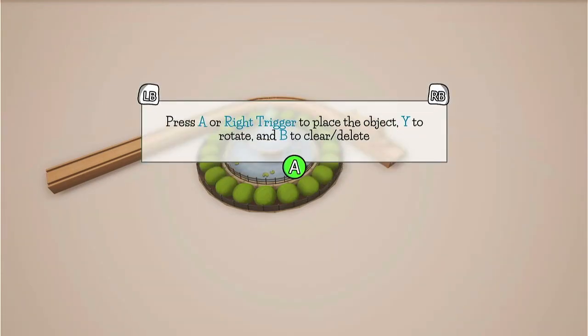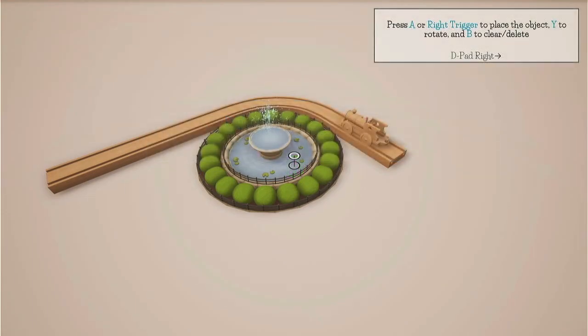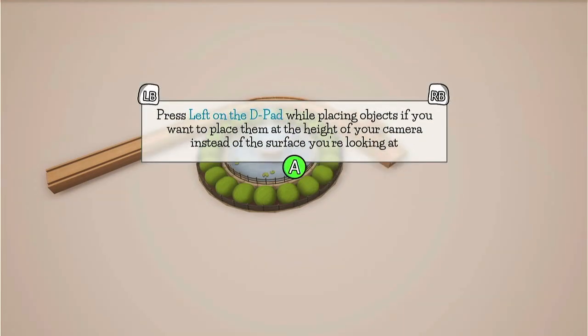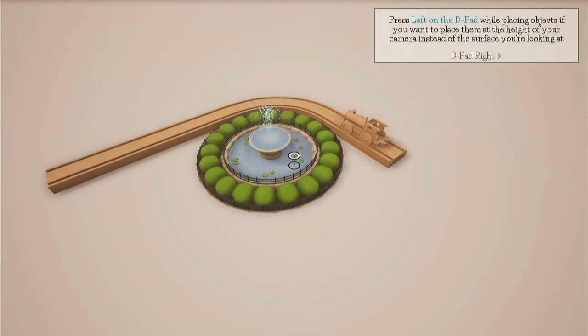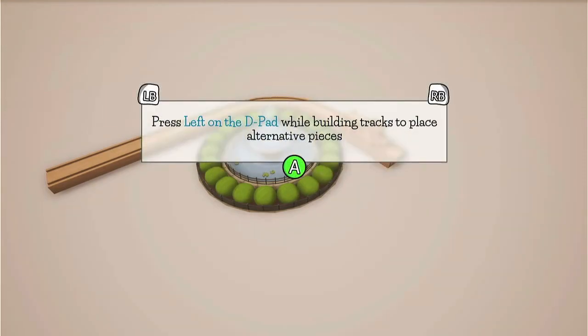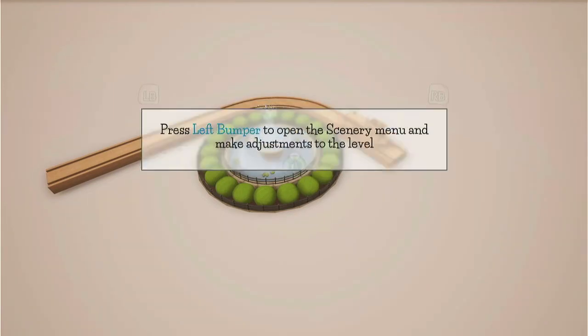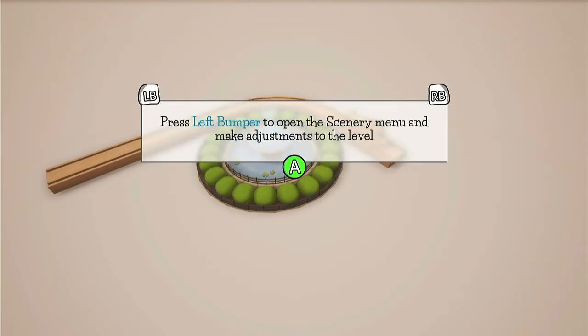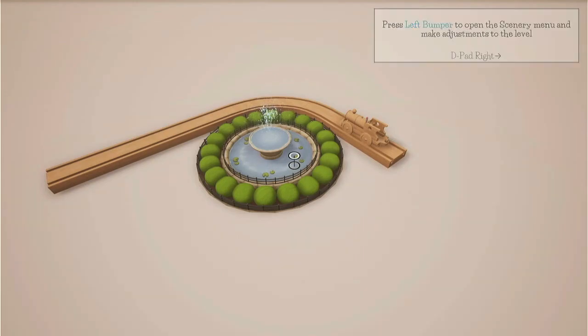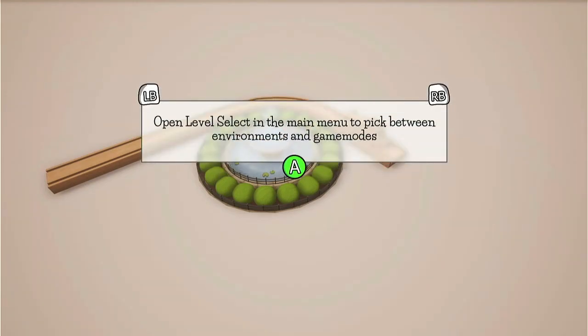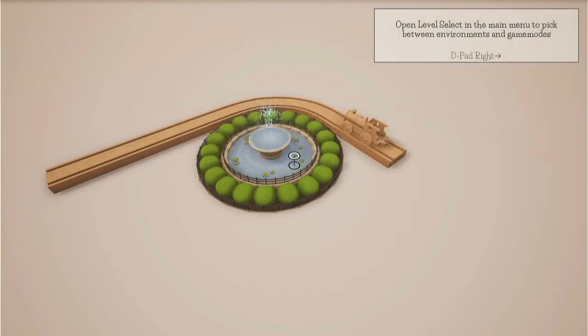Press A or right trigger to place the object, Y to rotate, and B to clear or delete. Press left on the D-pad while placing objects if you want to. Yep. I don't think I need all of this. I think I get the idea now. Press left on the D-pad while building tracks to place alternative pieces. Press left bumper to open the scenery menu and make adjustments to the level. Open level selecting the main menu to pick between environments and game modes.